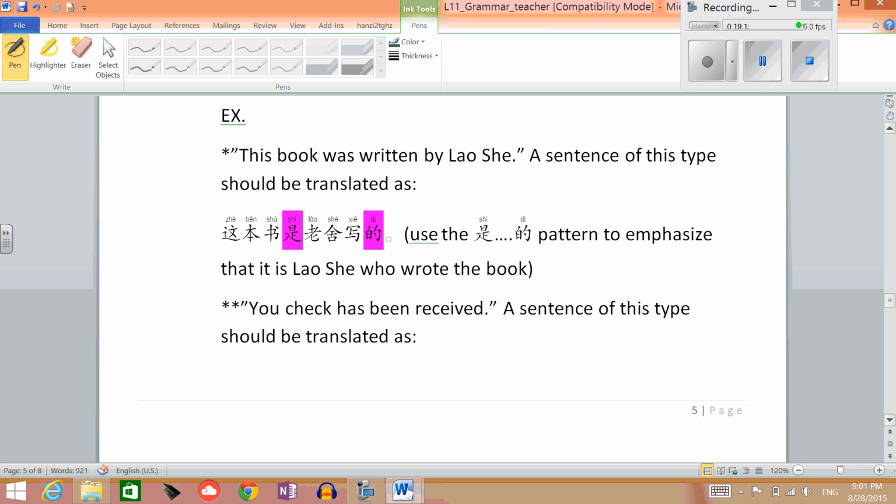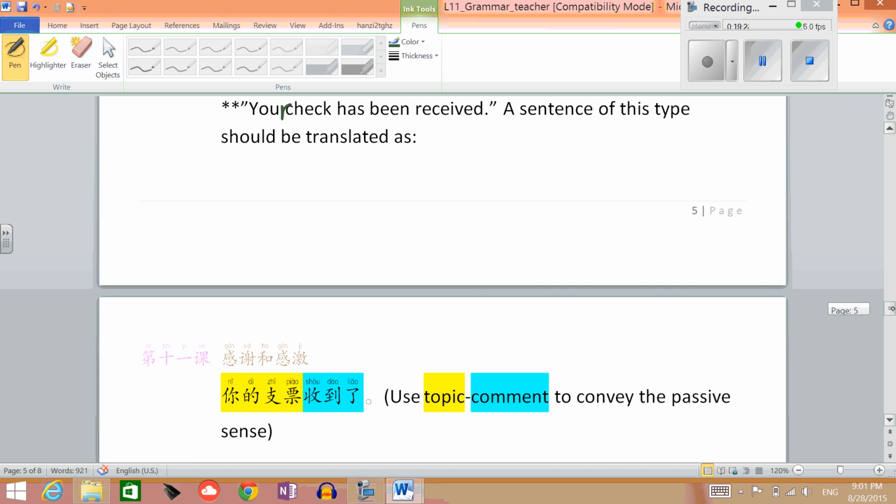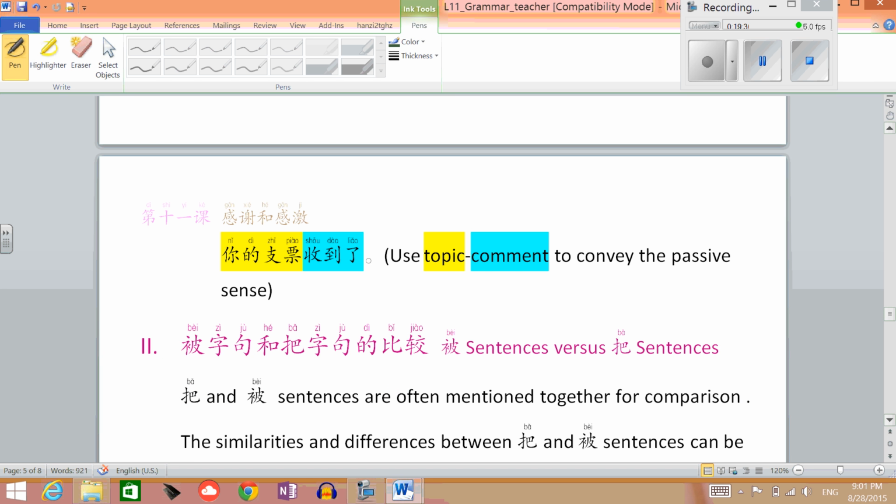Second one. Typo here. Your check has been received. A sentence of this type should be translated not using the 被 structure: 你的支票收到了. Use a topic comment to convey the passive sense. Okay, 你的支票 is the topic, 收到了 is the comment. Alright, so that's the first section.